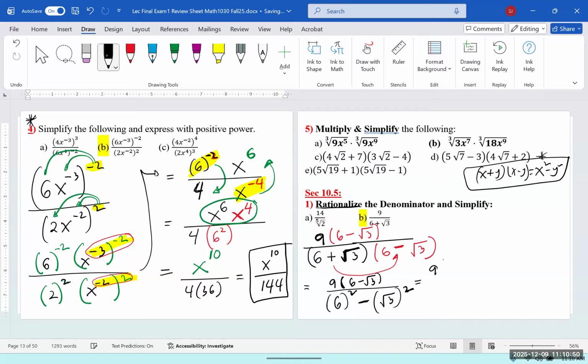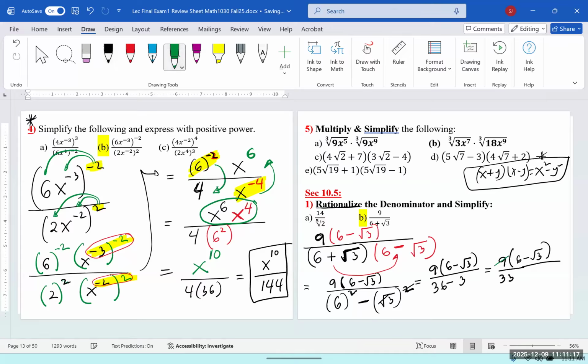So we get 9 times 6 minus square root of 3. And then we have 6 squared, 36. For radical 3 squared, the radical and square cancel out. We get minus 3. So 36 minus 3 is 33. And we get 9 on the top, 6 minus square root of 3. So you're done with rationalizing.